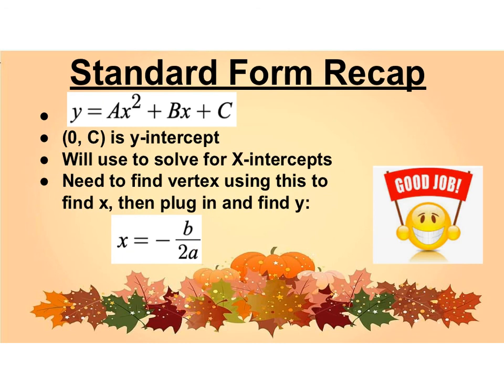So just to recap, standard form is in the form of ax squared plus bx plus c. c is the y-intercept. We will be using this to solve for x-intercepts in our next class. You will need to find the vertex using the little formula x equals -b over 2a. Plug it back in to find your y value.